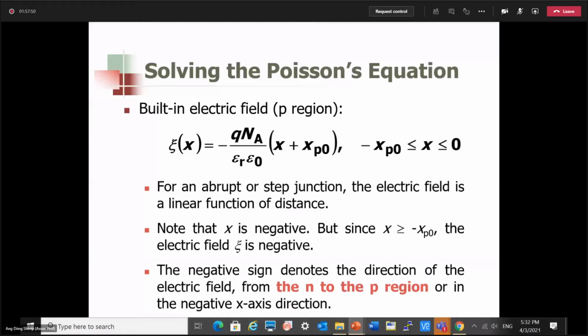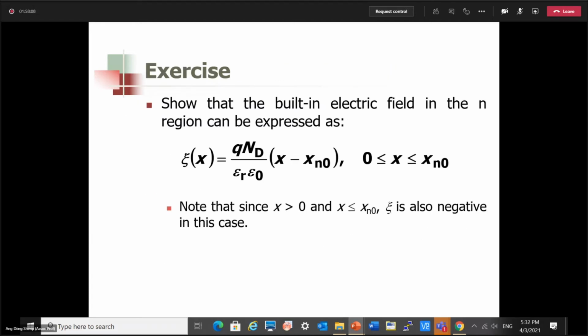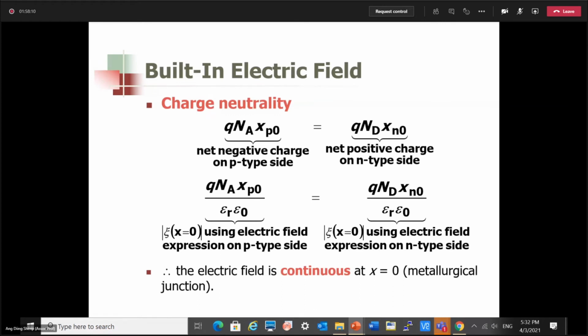In other words, can the electric field be different at the same position, the metallurgical junction? At the metallurgical junction, can the electric field have two different values? That is the question we want to answer next. In fact, the answer is no, because of space charge neutrality.